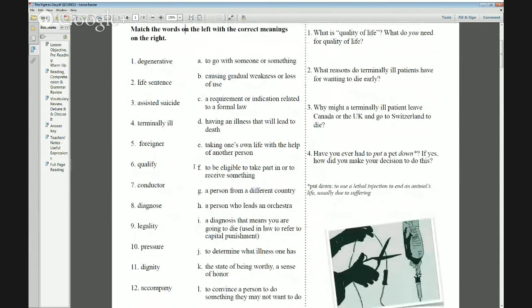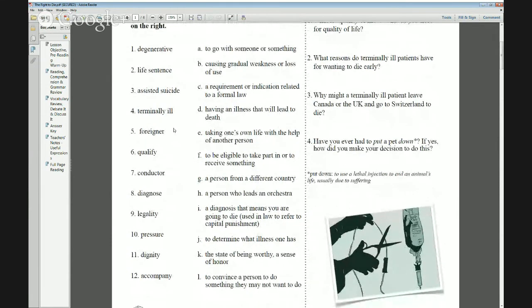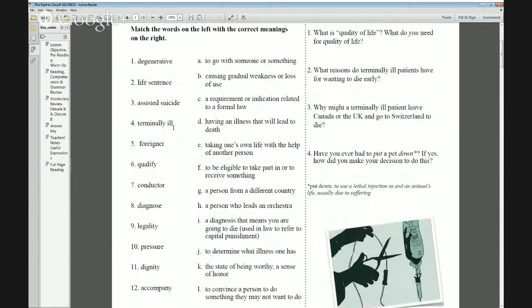So some of the vocab here, we have 12 words in total. Those who are watching this from the future, have a look at the words on the left and see if you can match them to the correct meanings on the right here, from A to L. So the first word, degenerative. I'll give you a few seconds to have a look at the definitions on the right.